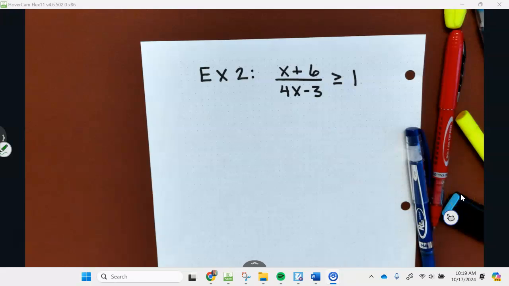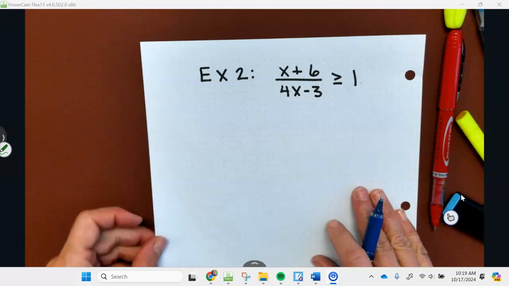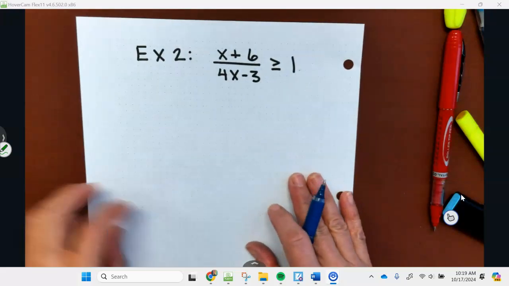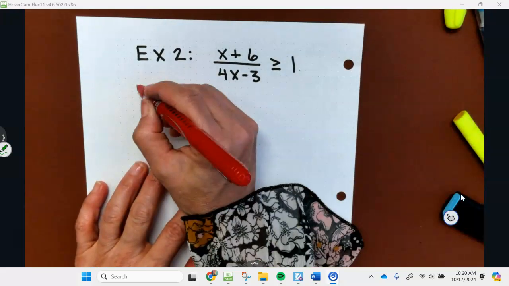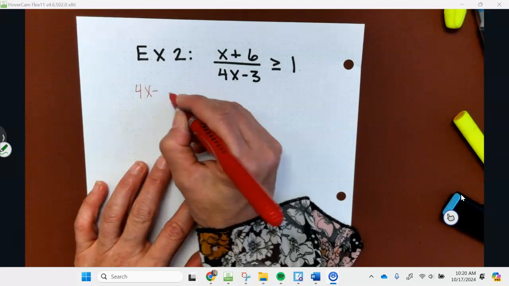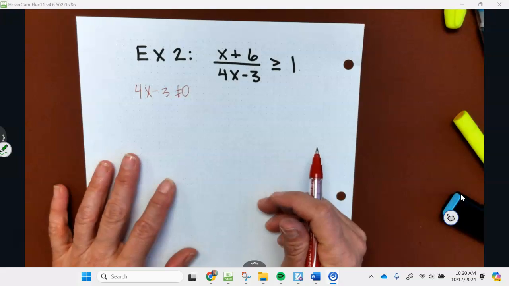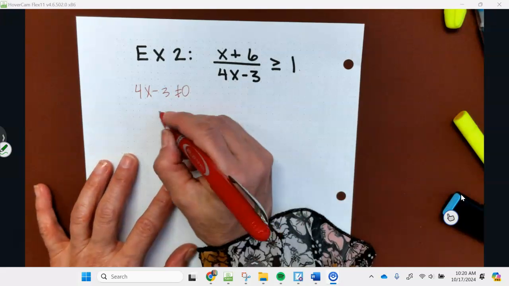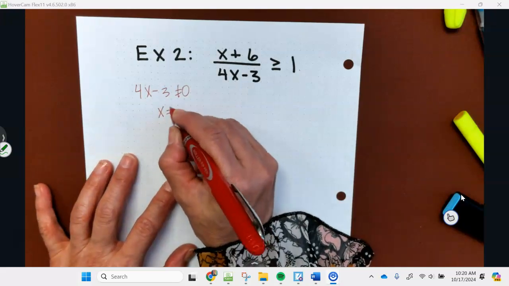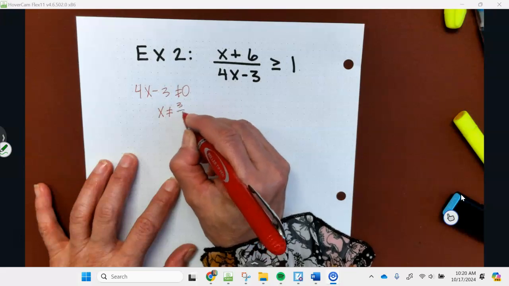As soon as you write this problem down, state restrictions. As soon as you finish writing that, state restrictions. Let me scoot this over a little bit. Remember, you cannot have a 0 in that denominator. Just solve for x. When you solve for x, you know x cannot equal a positive 3/4.